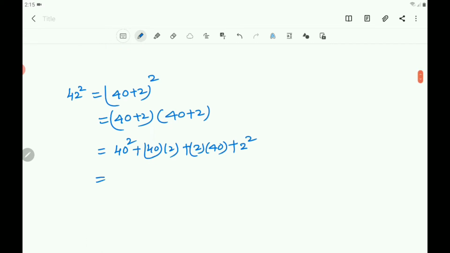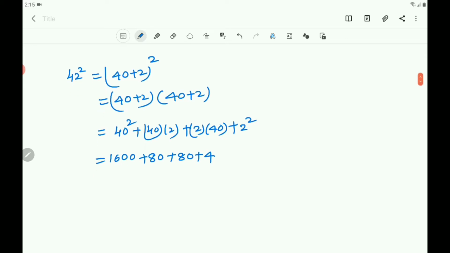That equals 40 square. 4 square is 16, so 40 square is 1600, and 40 into 2 is 80. 2 into 40 is also 80, plus 2 square is 4. Find the sum: 1600 plus 80 plus 80 plus 4. You will get 4, and 8 plus 8 is 16, 1 carry, 6 plus 1 is 7. So you got 42 square equals 1764. What is the square of 42? That is 1764.